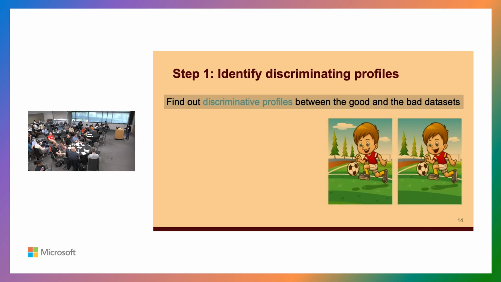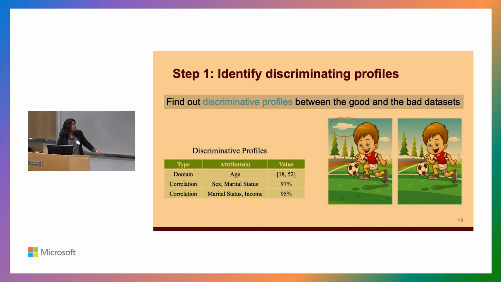So these tables are just the table of profiles. This is not the data set. This is saying this profile is different in the good and the bad data set. So in the good data set, the age range is different. It's from, I think, 22 to 25. In the bad data set, the age range is larger. In the good data set, there was no correlation between sex and marital status. In the bad data set, there is a correlation.